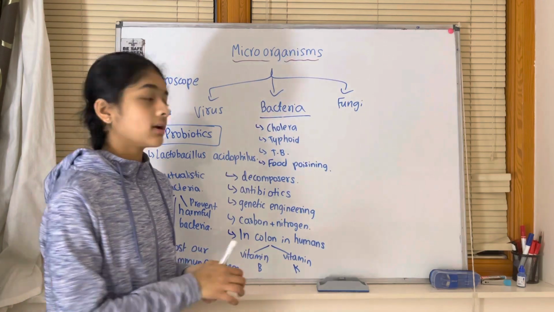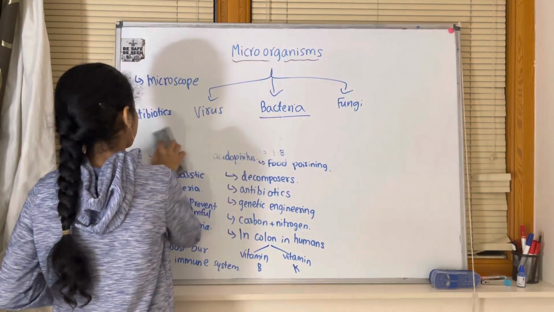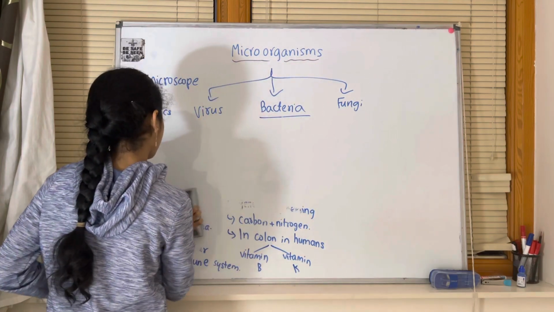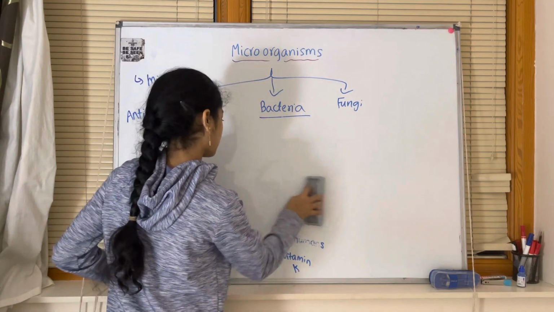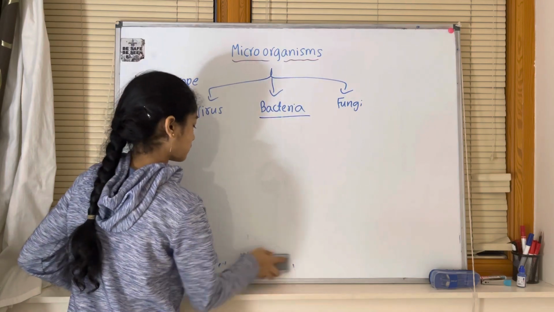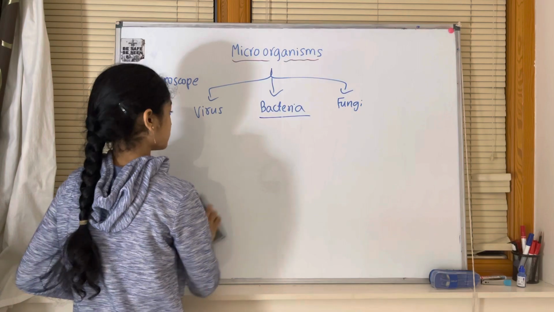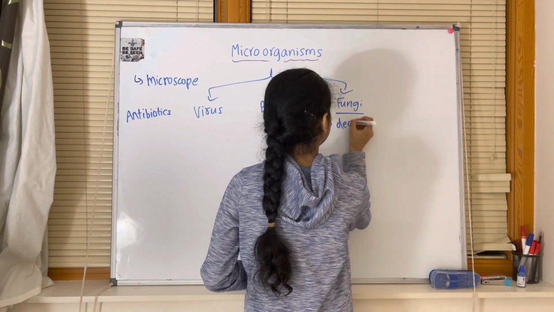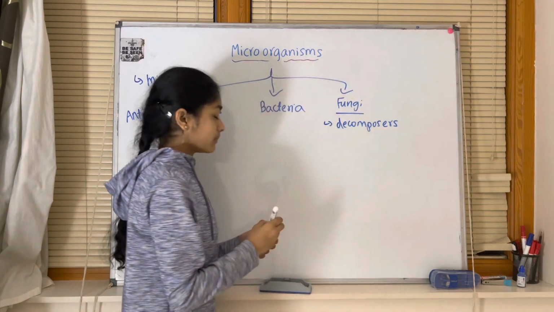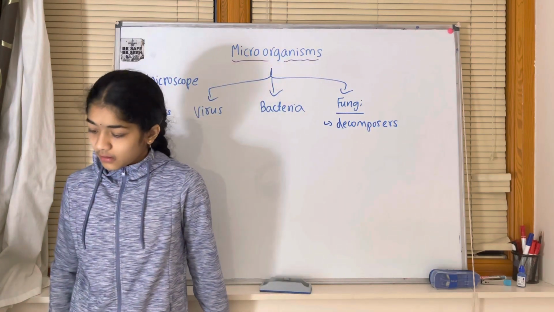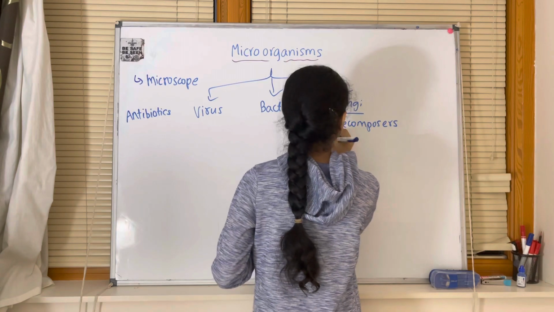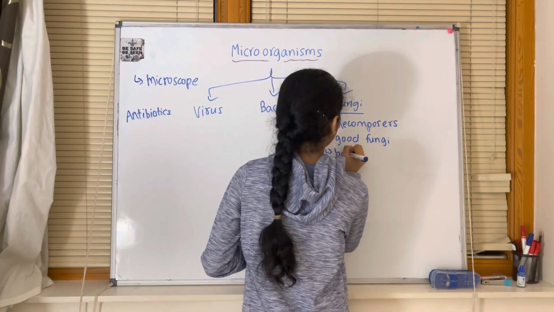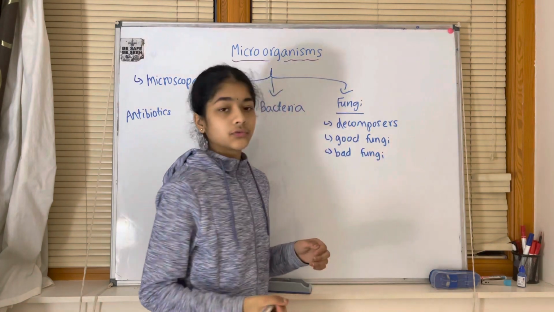So this is about bacteria, and now let's take a look at fungi. So now we learn about fungi. Fungi are decomposers. That's their main function. They help dead organisms to rot and decay. And like bacteria, there are some good fungi and some bad fungi too. Bad fungi cause diseases such as athlete's foot, ringworm, etc.